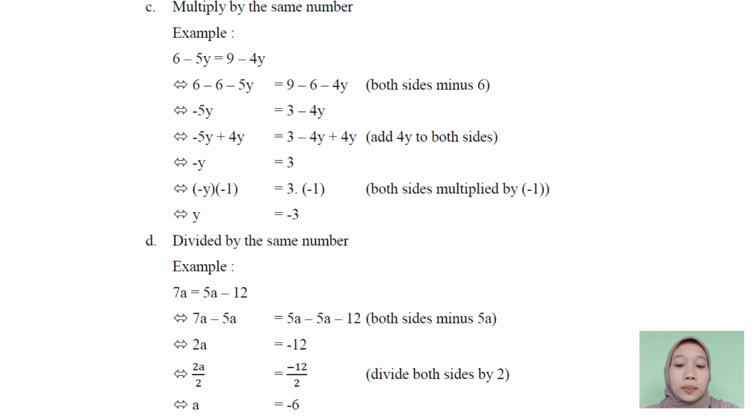Next, divide by the same number. For example, 7a equals 5a minus 12. Subtract 5a from both sides: 7a minus 5a equals 5a minus 5a minus 12, becomes 2a equals minus 12, becomes 2a over 2 equals minus 12 over 2. Dividing both sides by 2 gives a equals minus 6.